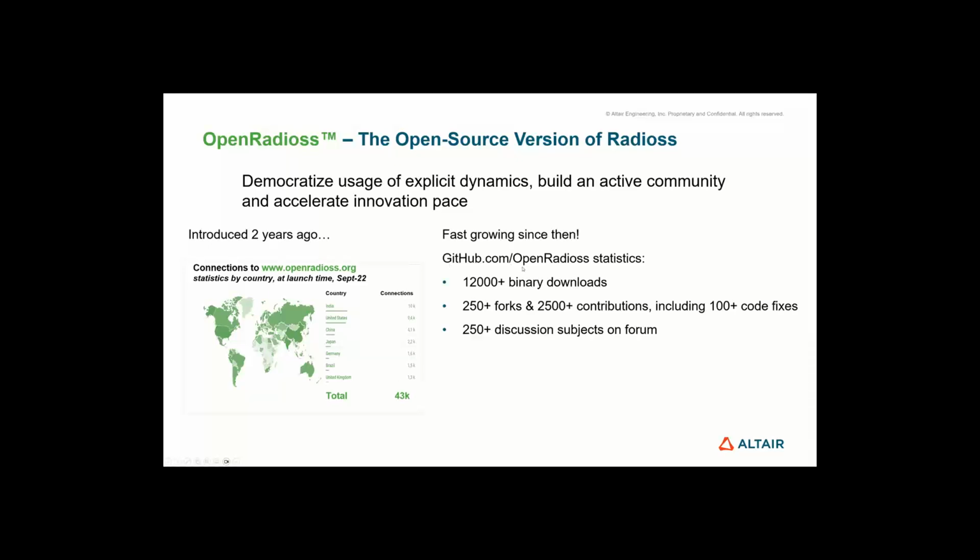Our code is on GitHub, so you can download the static libraries which are precompiled for Windows and Linux. And we are also now supporting ARM CPUs, which means you can run it on an ARM CPU cluster or even on your Mac if it is using the new ARM CPUs. We have 250 forks and 2,500 contributions, including 100 plus code fixes, and 250 discussion subjects on the forum. These are all kinds of questions and discussions like converting to D3 plots, job submission, and graphic user interfaces, which make it much easier to use OpenRadioss.